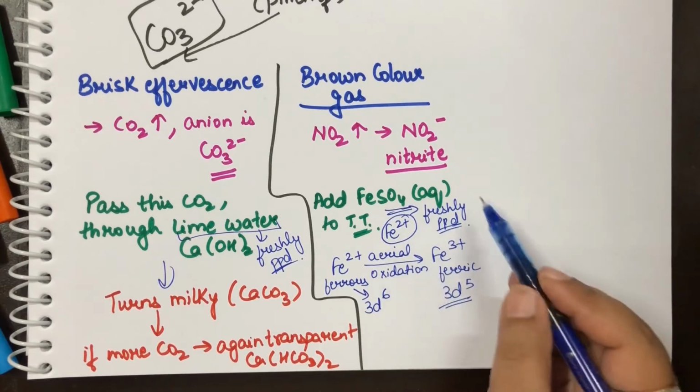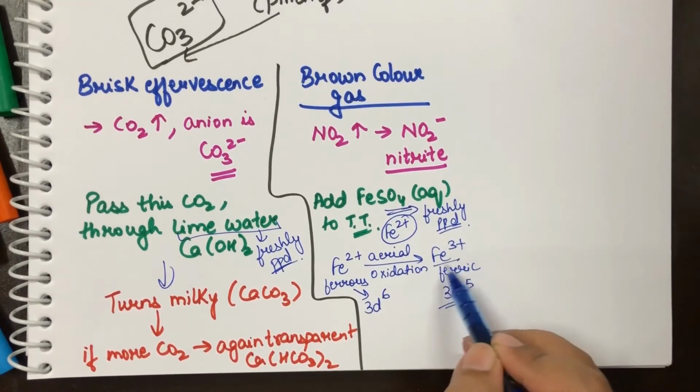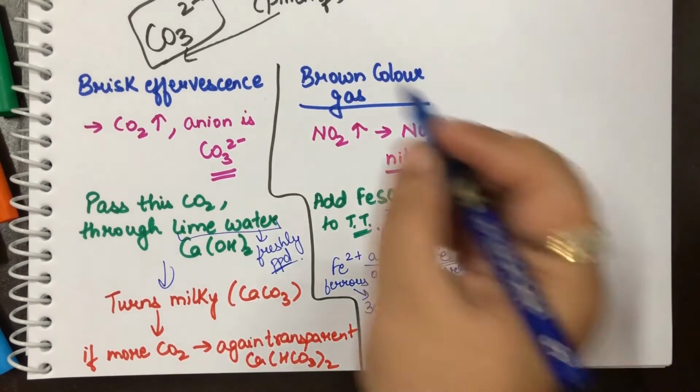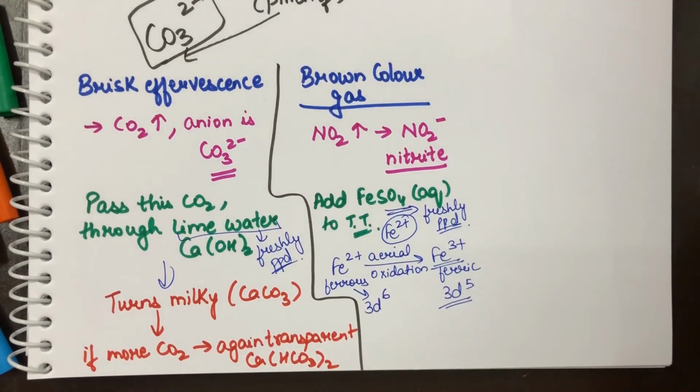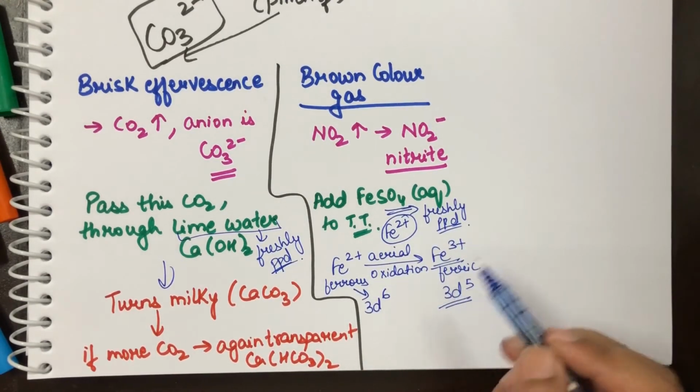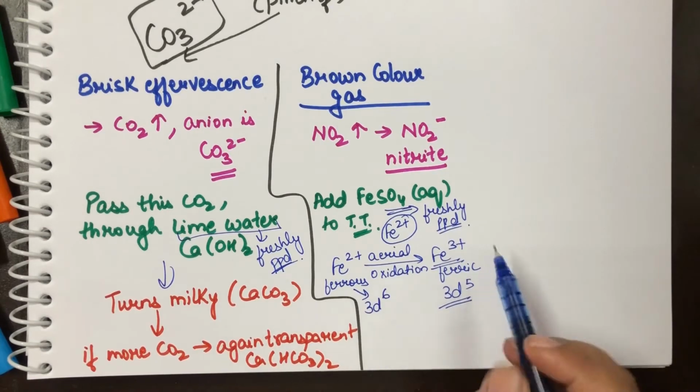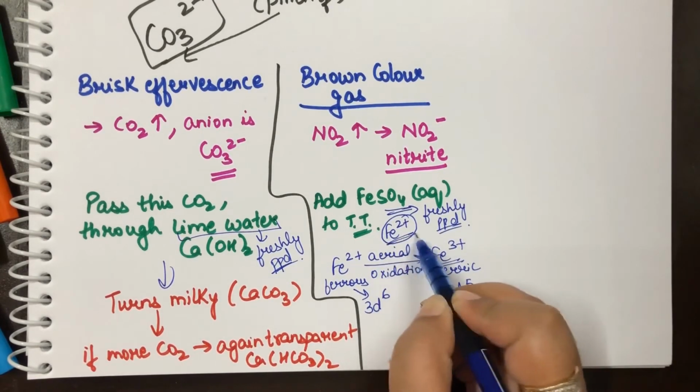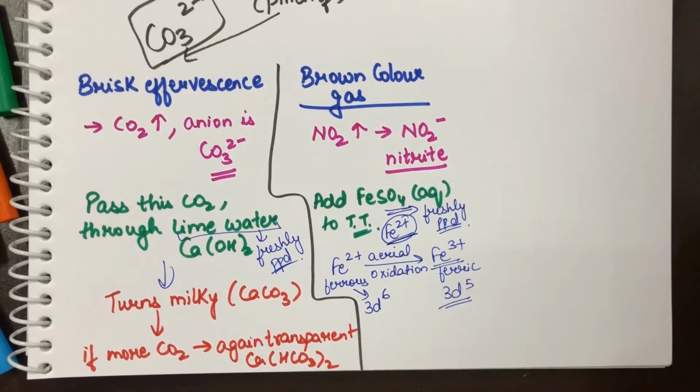You won't get your test if your iron is in 3+ form here in this particular reaction, because here it will not give you that black color that you need. So now you should remember that you have to use the freshly prepared Fe2+ solution.